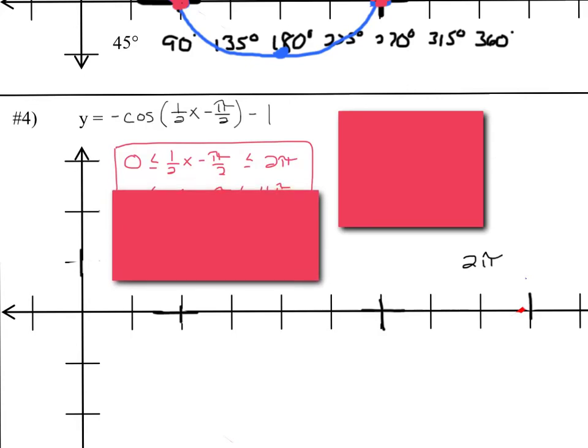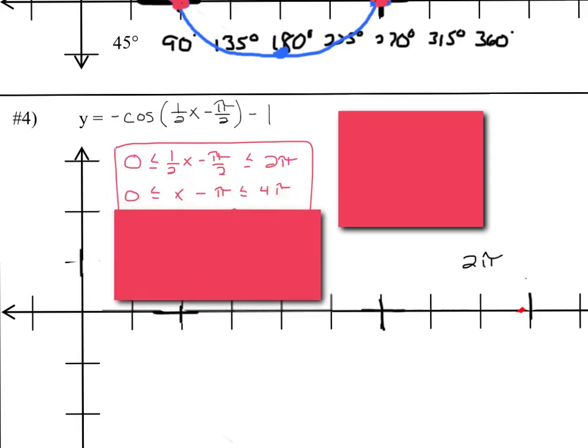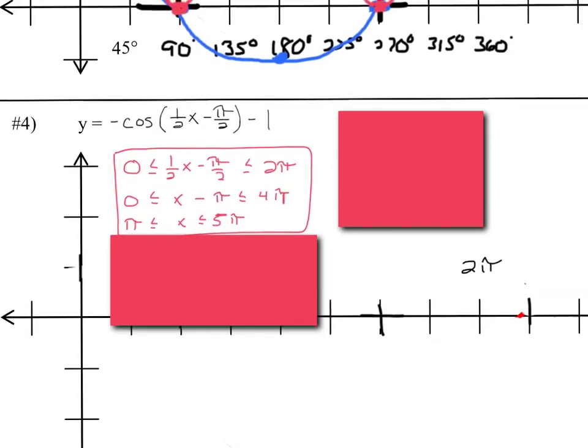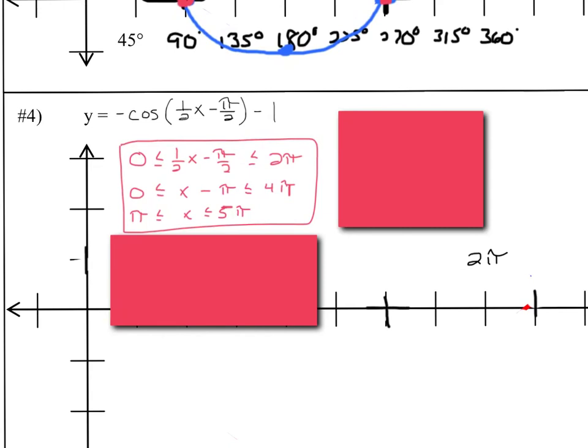0 times 2 is 0, half times 2 is 1, half of pi times 2 is pi, and then 2 times 2 pi is going to be 4 pi. Then I'm going to add pi to the left, the middle, and the right, and get pi is less than or equal to x, which is less than or equal to 5 pi. So my graph is going to start at pi, and it's going to go until it gets to 5 pi.